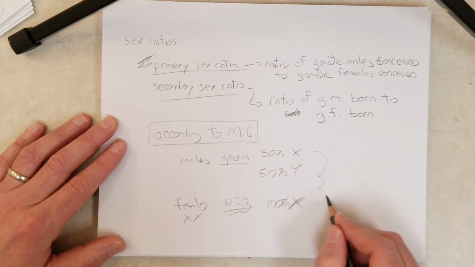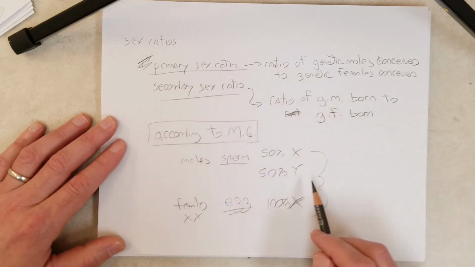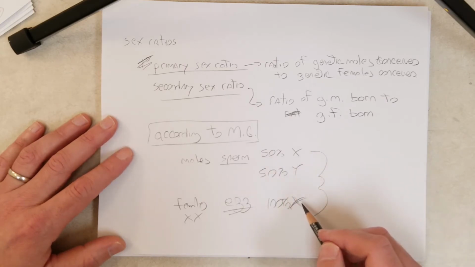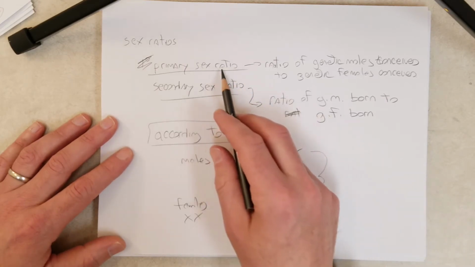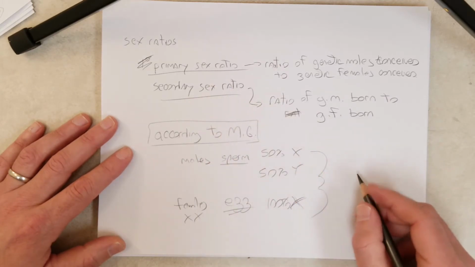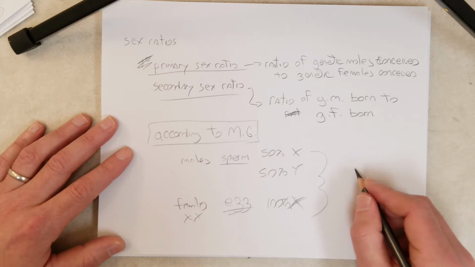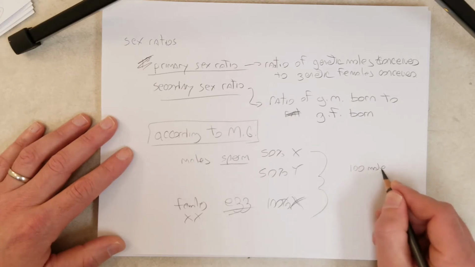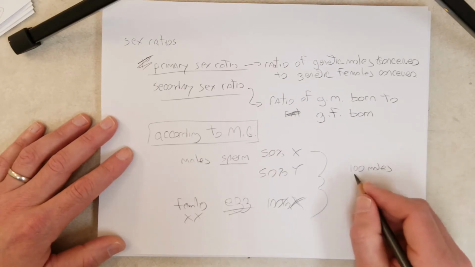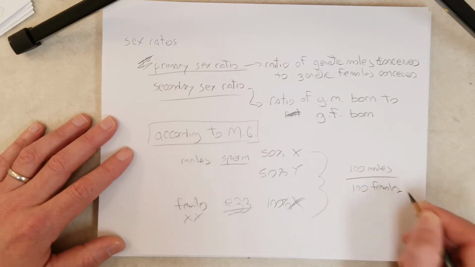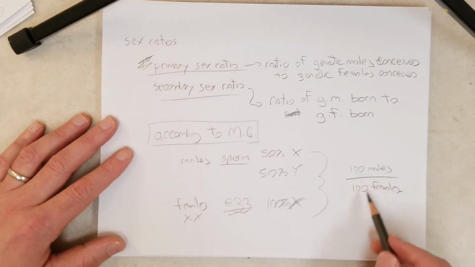So for the primary sex ratio, one would expect it should be 1-to-1, right? We should see, for every 100 genetic males conceived, there should be 100 females. The number should be equal.